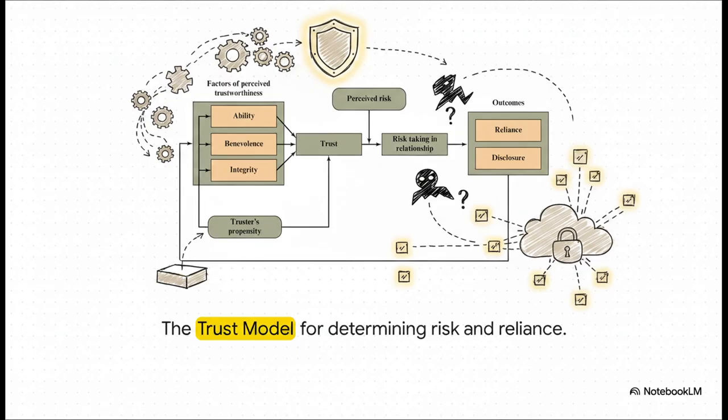That baseline gets combined with an evaluation of the trustee across three things: their ability or competence, their benevolence or goodwill, and their integrity to stick to their principles. When those three factors outweigh the perceived risk, the result is active risk-taking. That means we actively choose to rely on that entity and disclose our sensitive information to them. Literally, every time an organization hires a new cloud provider, they are running through this exact psychological trust model.